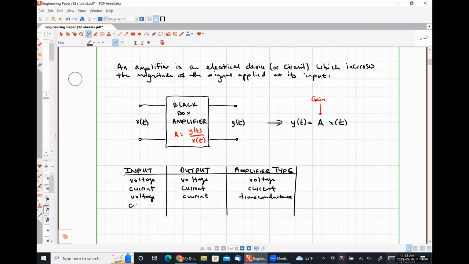If we apply a current at the input and get a voltage at the output, we have a transresistance, or more commonly called transimpedance amplifier. And then finally, we put power at the input, measure power at the output. We have a power amplifier.